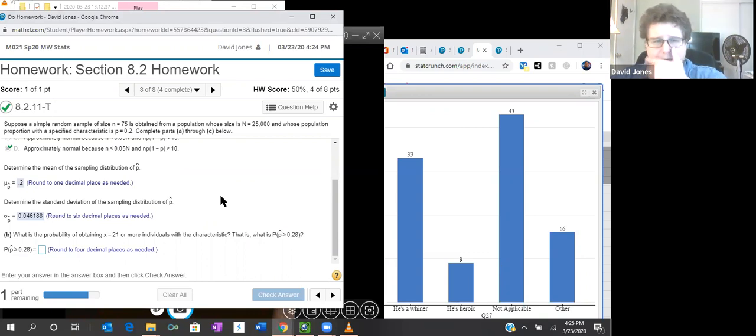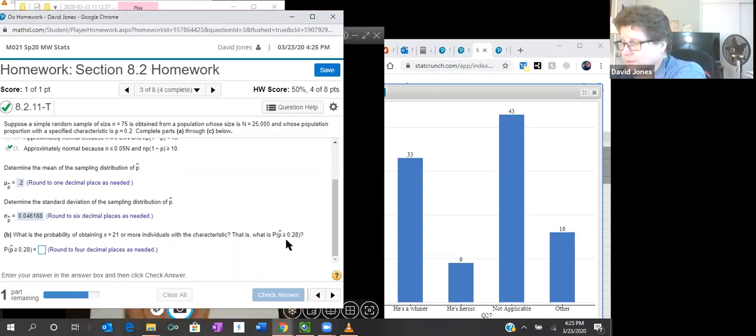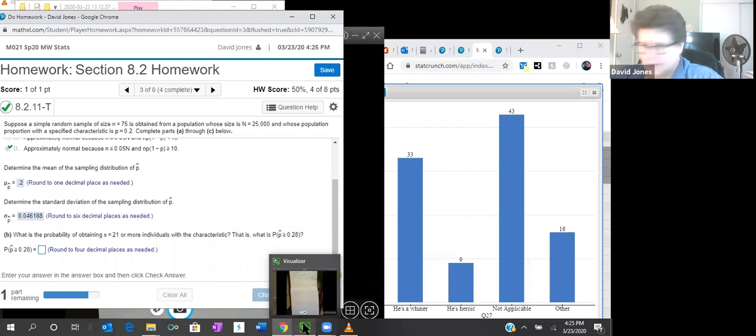What is the probability of obtaining x equals 21 or more individuals? That is, what is the probability p hat is greater than or equal to 0.28? So I'm going to switch over to my camera. I'm going to keep sigma and mu up while I work here, and I'm going to jot down what they're saying. Probability that x is greater than or equal to 21, that's 21 or more, or probability p hat is greater than or equal to 0.28.